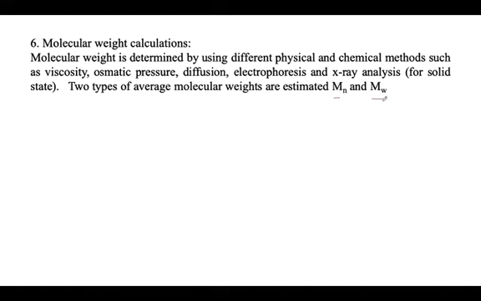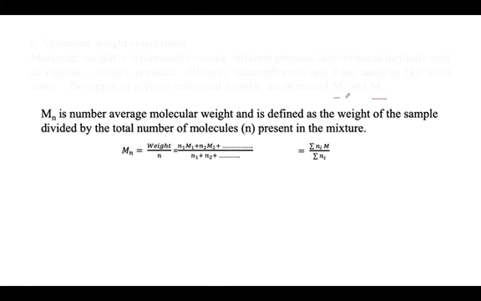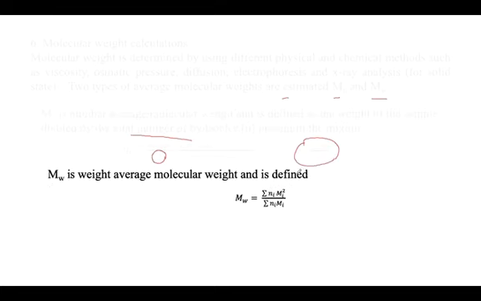Mn, the number average molecular weight, is defined as the weight of the sample divided by the total number of molecules present in the mixture. So the total weight of the sample is divided by the number of molecules, the number of monosaccharide units present. Then we write N1M1 plus N2M2, and so on, divided by N1 plus N2, that is, the summation of NiMi divided by the summation of Ni. On this basis we get the number average molecular weight.